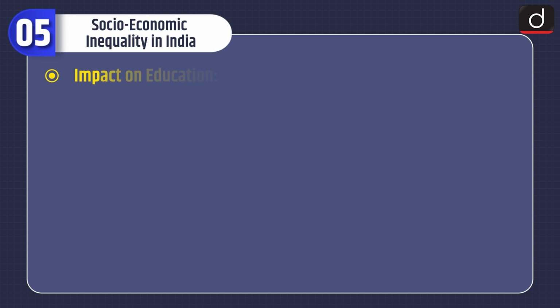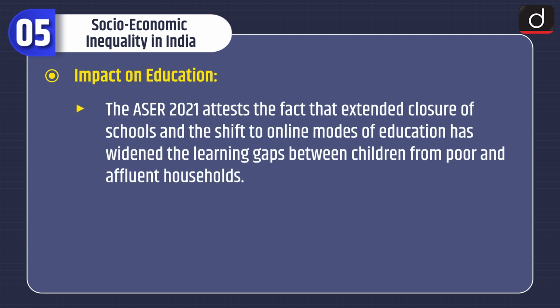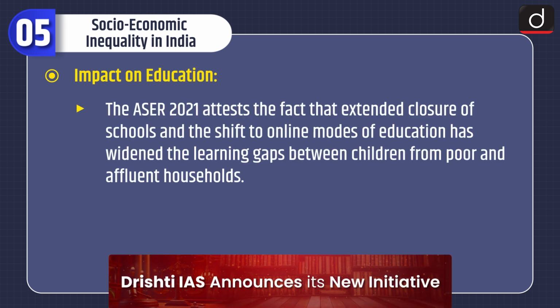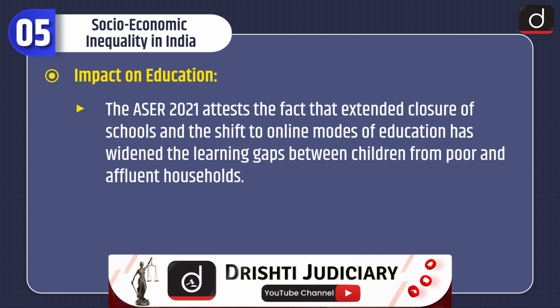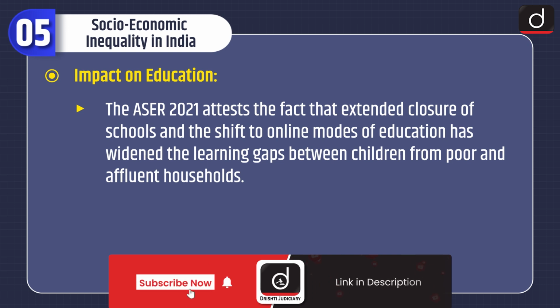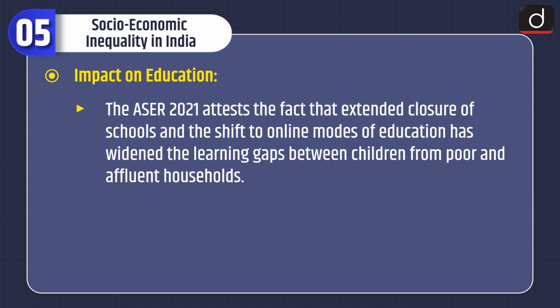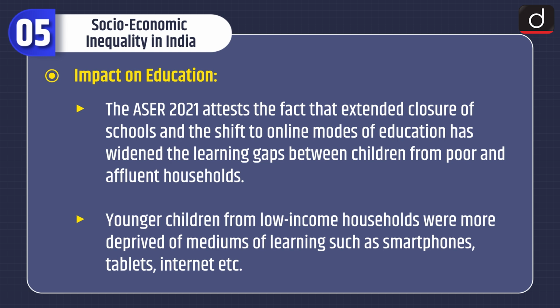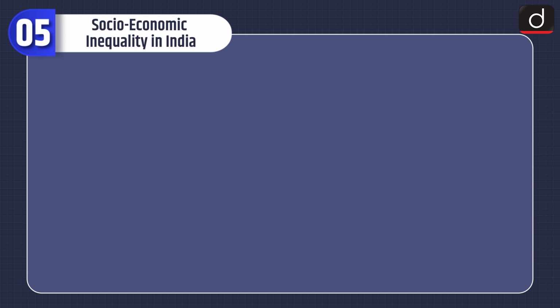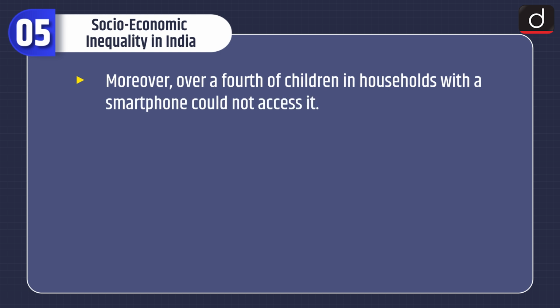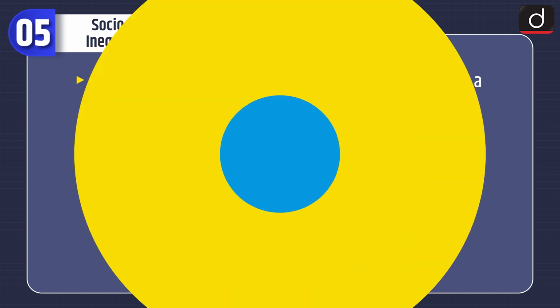And impact on education: ASER 2021 attests the fact that extended closure of schools and the shift to online modes of education has widened the learning gaps between children from poor and affluent households. Younger children from low-income households were more deprived of mediums of learning such as smartphones, tablets, internet, etc. Moreover, over a fourth of children in households with a smartphone could not access it.